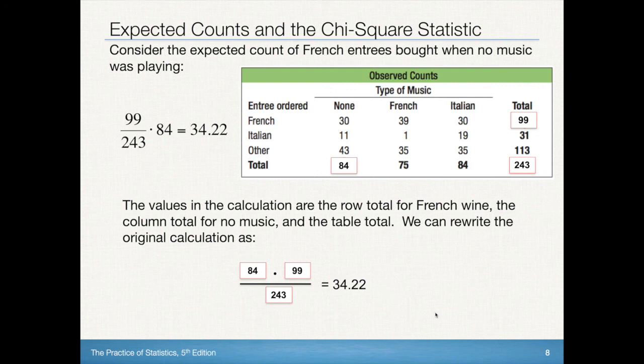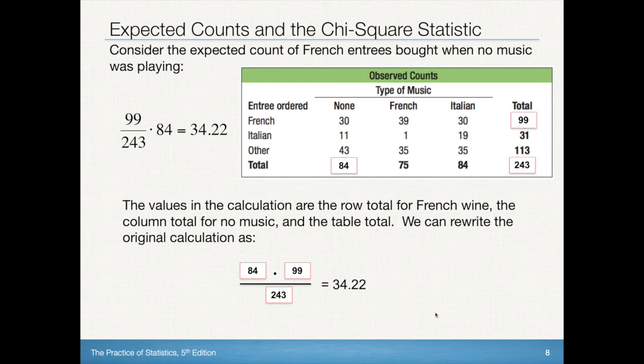And so in this case, the way that we calculate our expected values is going to be taking the total of the column times the total of the row divided by the total of the sampling completely. So if you'll notice at this table here, if we're looking at no music, the total of the column is 84, the total of the row is 99, and the total number of samples taken in this study is 243. So that gives us an expected value of 34.22.